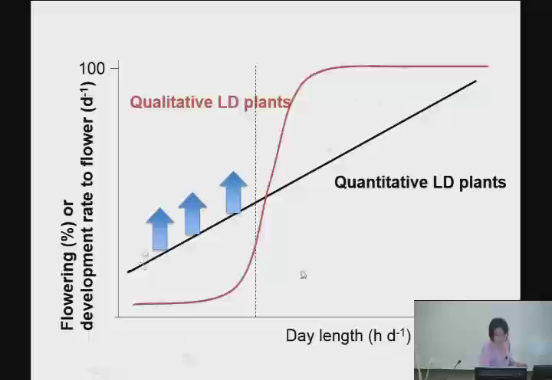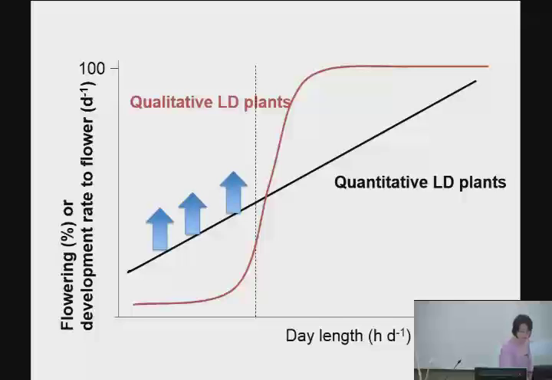Qualitative plants, you've got to cross the threshold line. Otherwise, flowering is not expected. So it's very different. That's why I think qualitative plants are called obligate long day plants in this case. And then quantitative long day plants are called facultative long day plants.